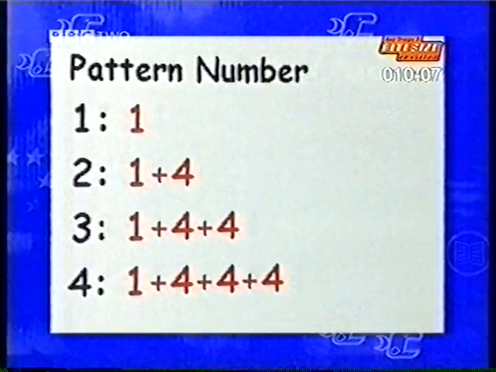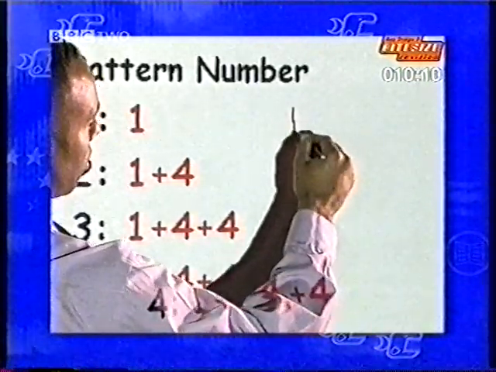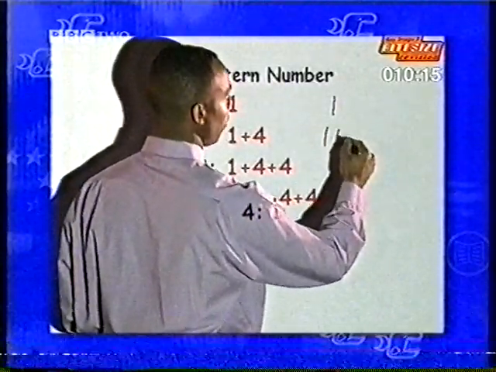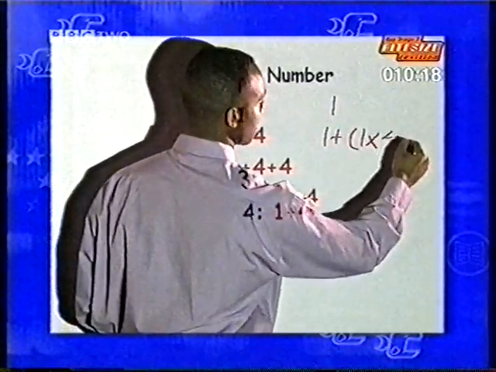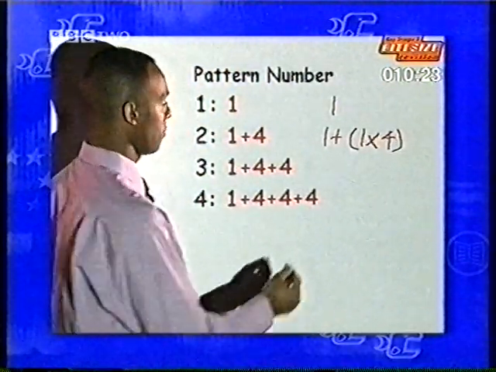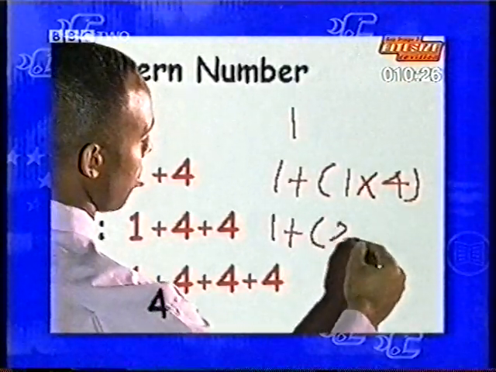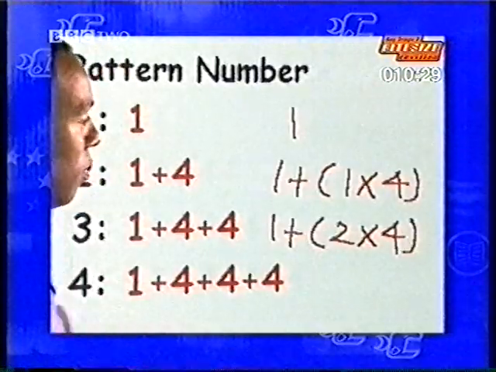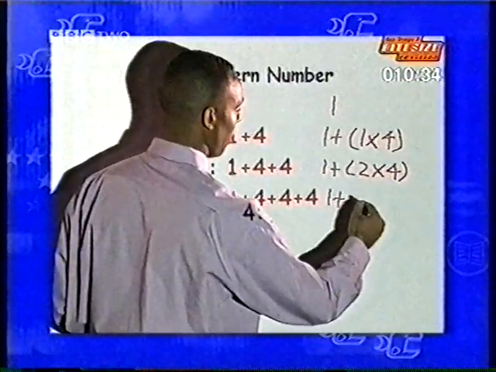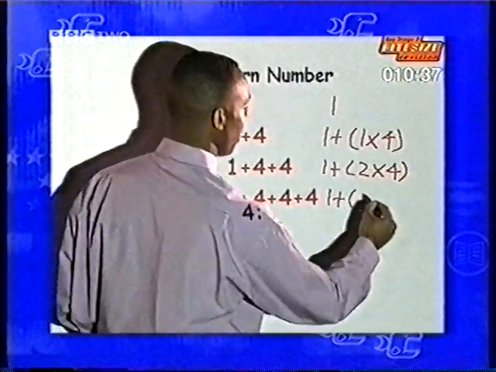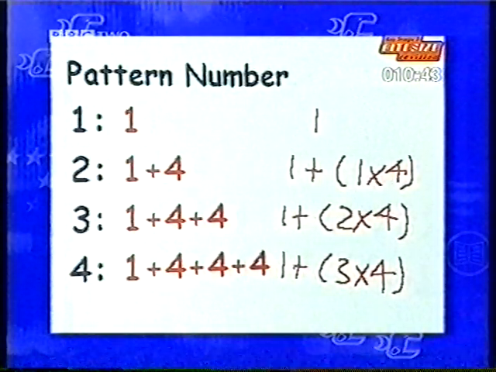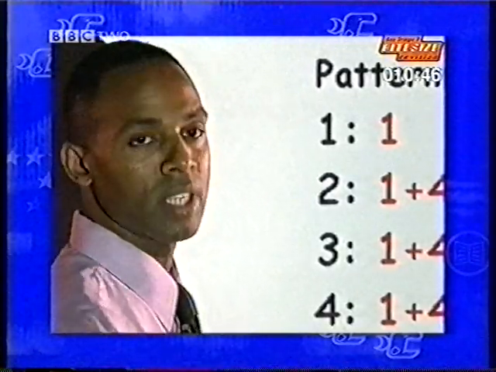Pattern number 1 remains the same. That's 1. Pattern number 2 is 1 plus 1 group of 4. So that's 1 plus 1 times 4. Pattern number 3 is 1 plus 2 groups of 4. 1 plus 2 times 4. Pattern number 4 is 1 plus 3 groups of 4. 1 plus 3 times 4.